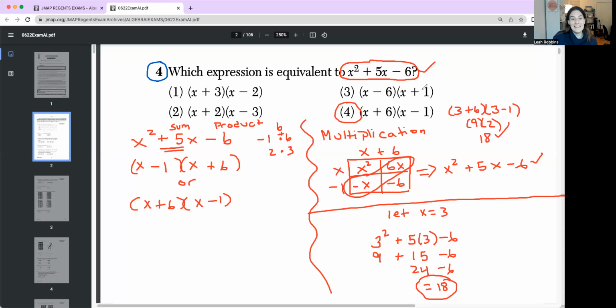So lots of ways to solve one problem. Like I said, I think knowing how to factor and knowing how to multiply are really important for algebra and just for your own understanding of it. But it's great to have a numerical approach as well.